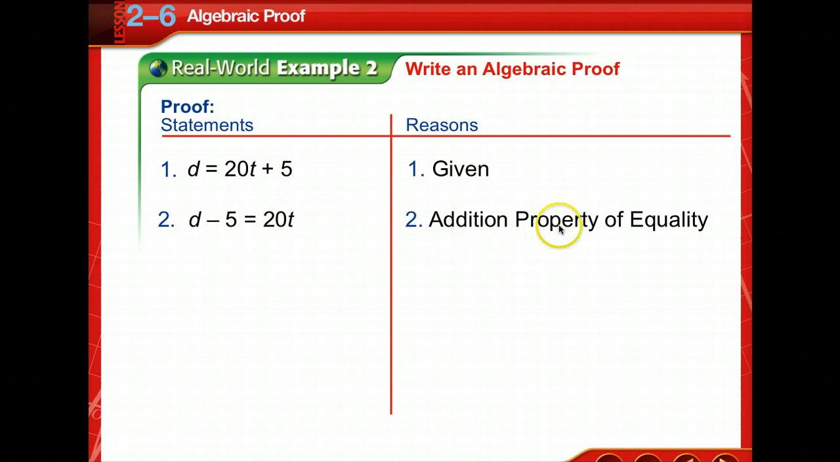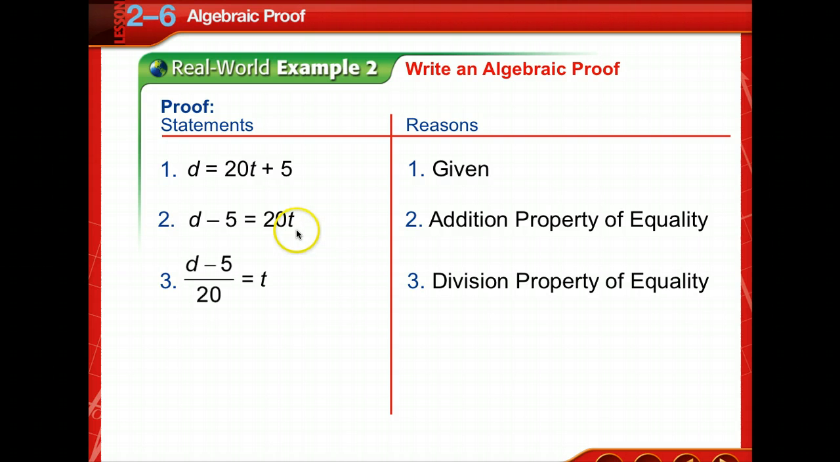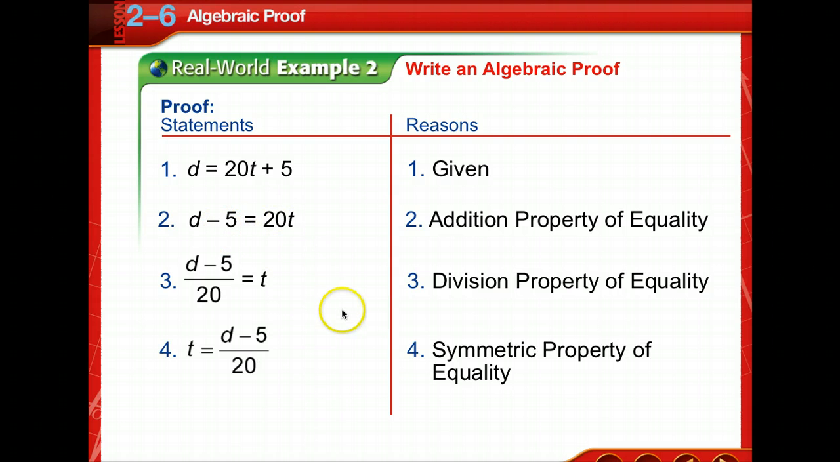Next, we're going to use the addition property of equality. Now, even though we're subtracting 5 from both sides, we're adding a negative 5 in essence. And then the division property of equality, we're dividing both sides by 20. You're going to use this a lot, because see here we moved the 20 over this direction, but we need to solve for t is equal to d minus 5 over 20. And the symmetric property tells us that we can flip this around. They're equal to each other.